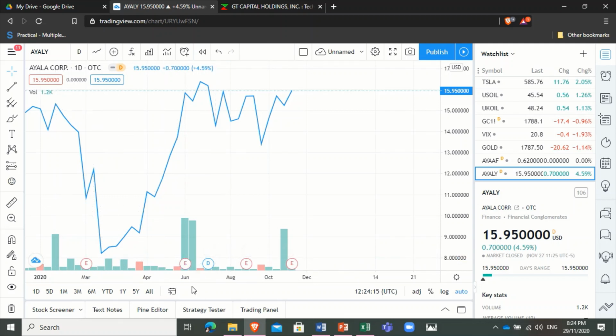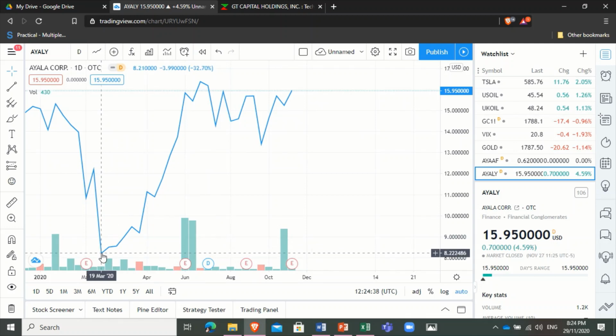So siguro at this point in June, kailangan nang mag-rescue nung firm. Kailangan niya bumili ng sarili niyang stocks para lang mag-increase ulit yung value or yung price ng, kumbaga, nag-inject na lang ng additional investments. That's why nag-increase ulit from at this point.